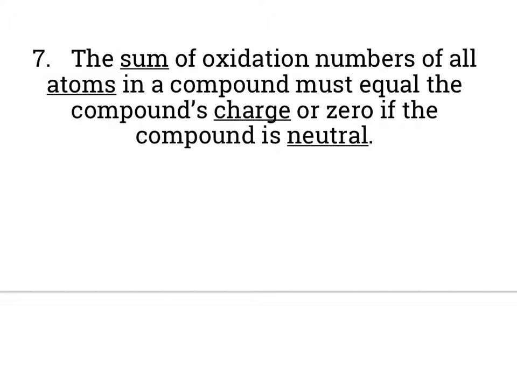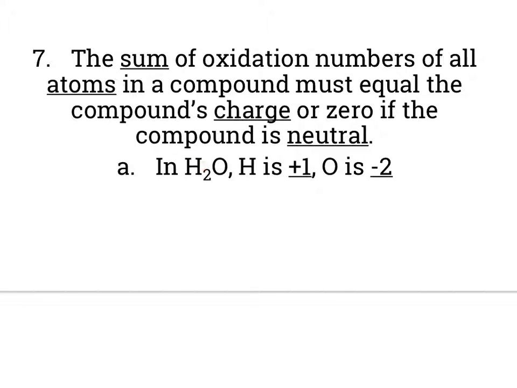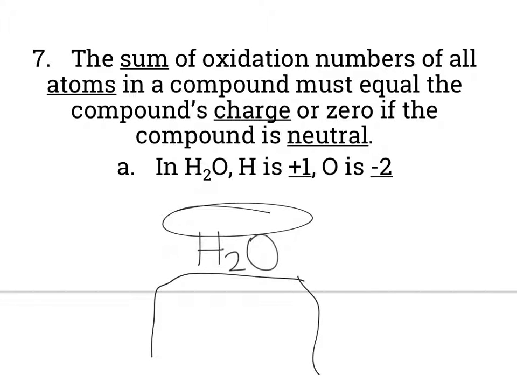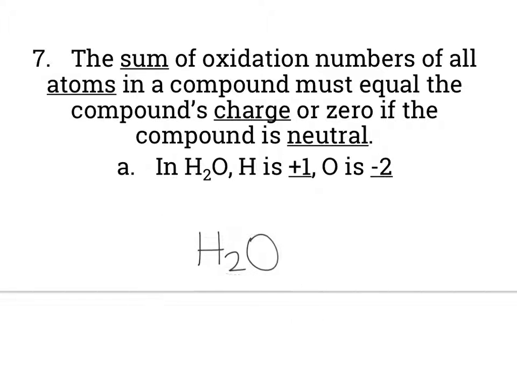But let me show you some examples. In water, hydrogen is going to be +1 and oxygen is -2. Let me show you why. Typically, I write the actual compound's formula like this, and I start writing its oxidation number charges over here, and kind of use this bottom part as my scratch paper. So, the first rule that I come to that helps me with this is rule number, I believe, 4, where oxygen is -2. So I write a -2 up here.